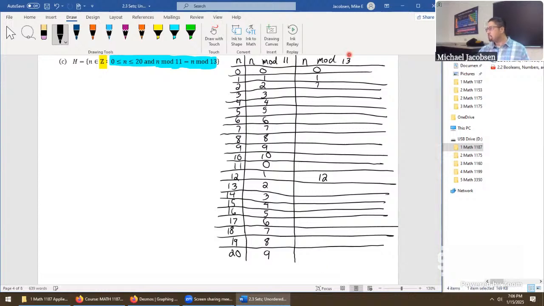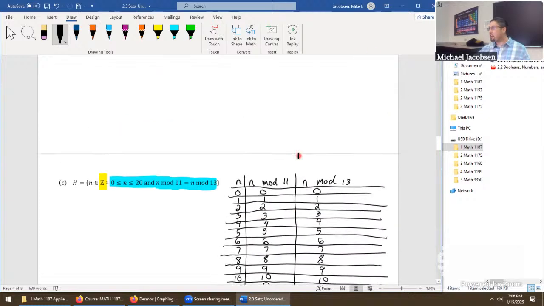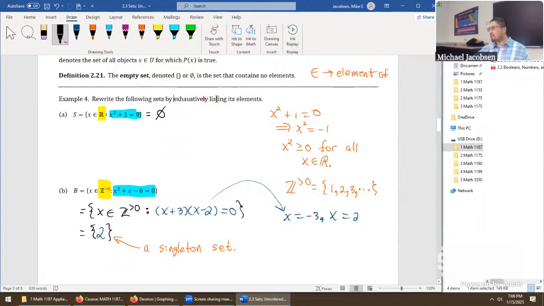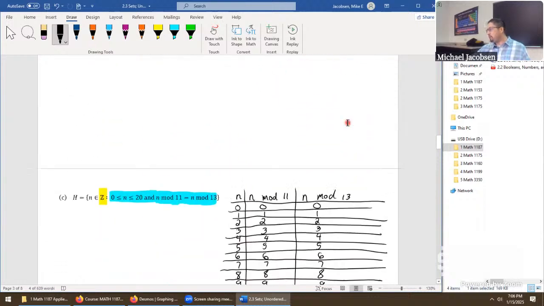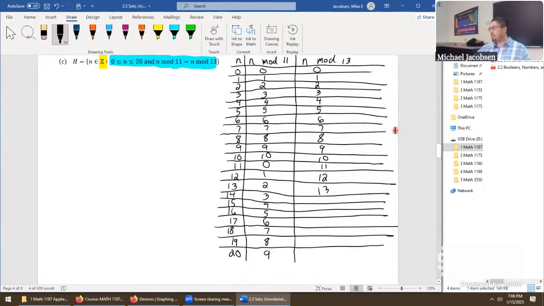So 0, 1, 2, 3, 4, 5, 6, 7, 8, 9, 10, 11, 12, 13. Again, it's a good reminder that the author says exhaustively listing its elements. That's what we're doing here. This is the experience of doing something exhaustively. Kind of tedious, but once you get the hang of it, it's not so bad.